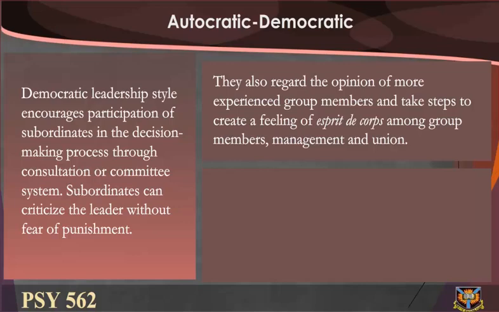Democratic leadership style encourages participation of subordinates in the decision-making process through consultation or committee system. Subordinates can criticize the leader without fear of punishment. They also regard the opinion of more experienced group members and take steps to create a feeling of esprit de corps among group members, management, and union.